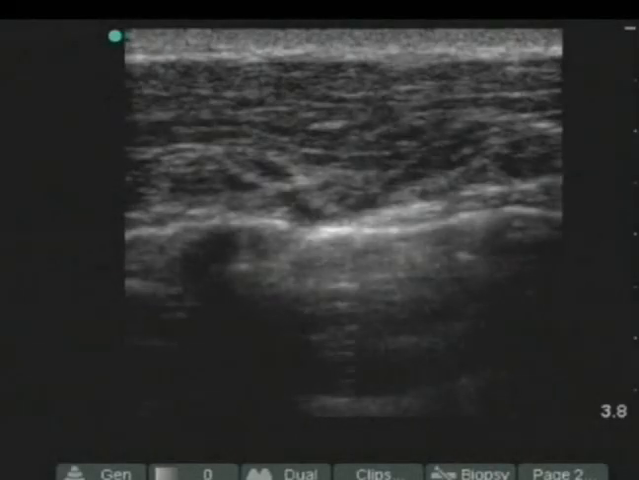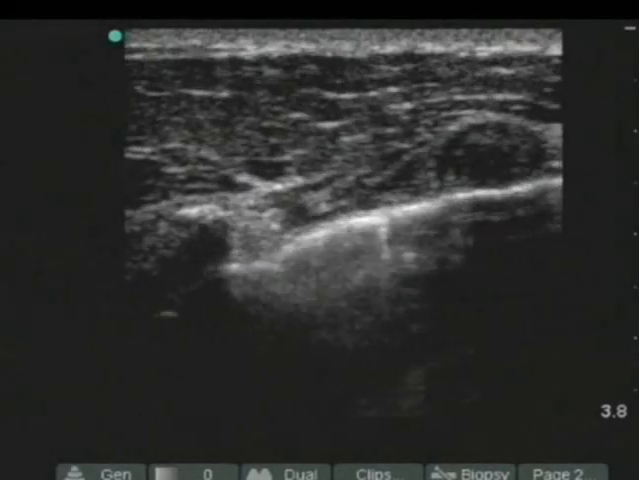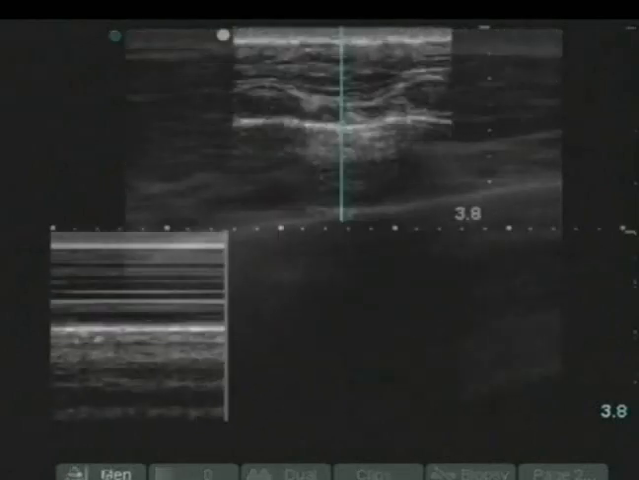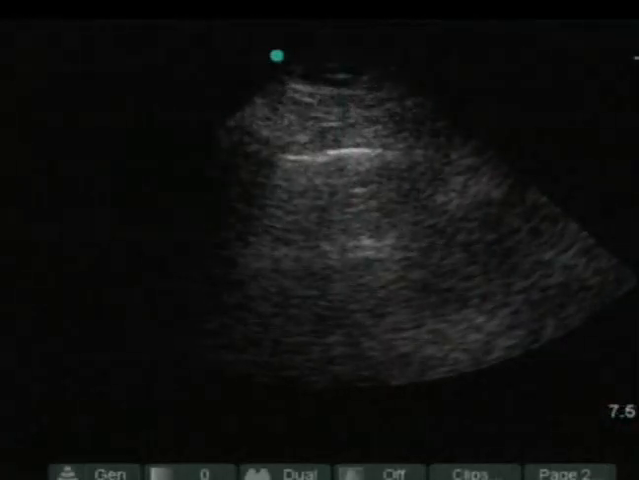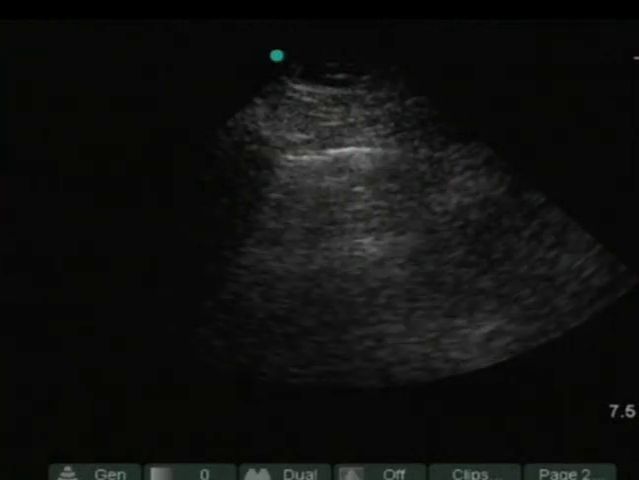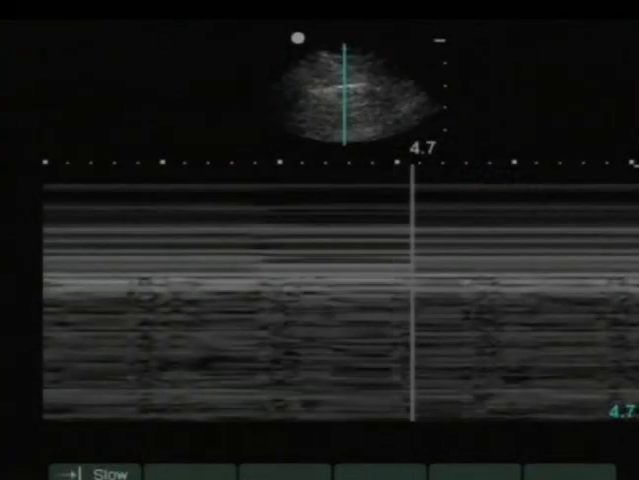Pleural sliding, comet tail artifacts or B-lines, and motion on M-mode or Doppler indicate the absence of a pneumothorax. A true pneumothorax is indicated by the absence of pleural sliding and comet tail artifacts and the absence of motion on M-mode or Doppler.